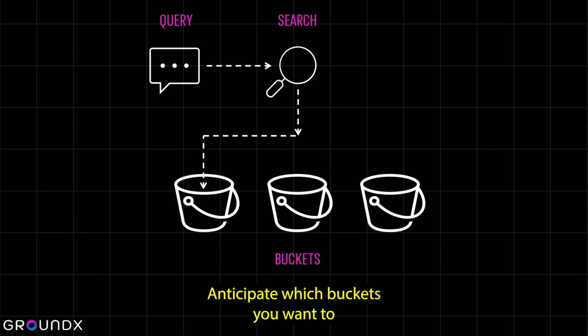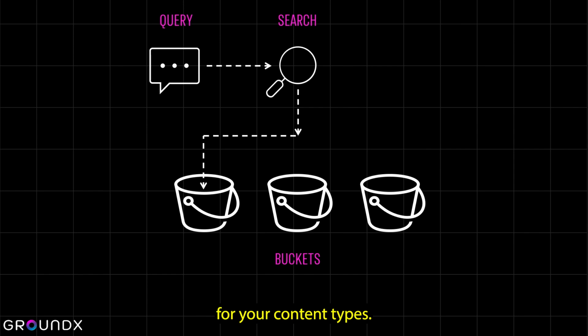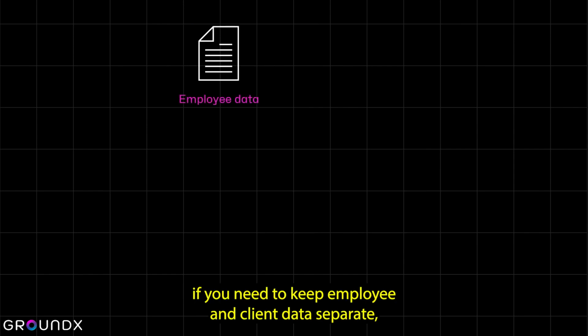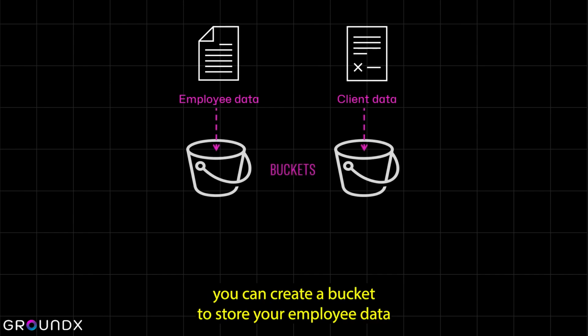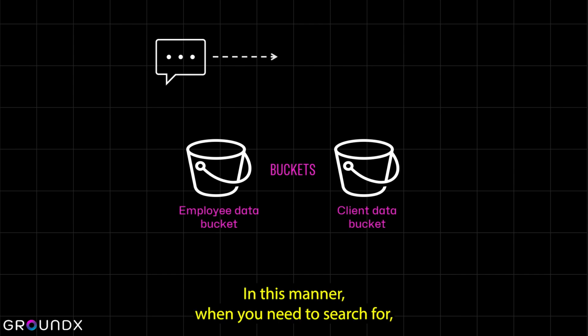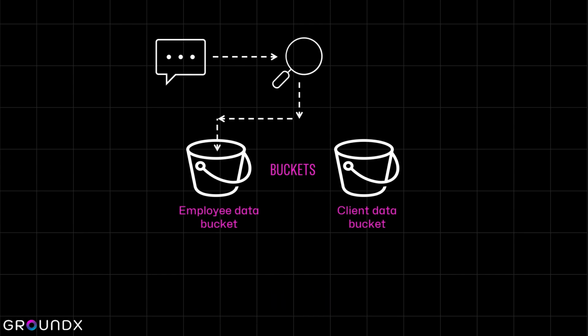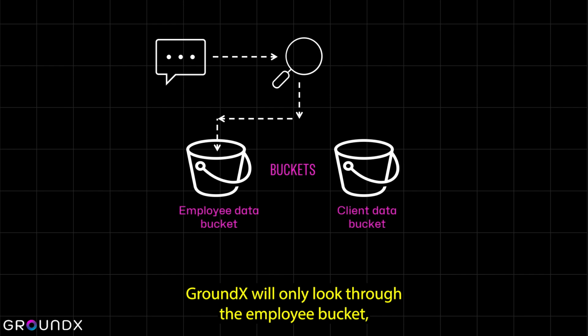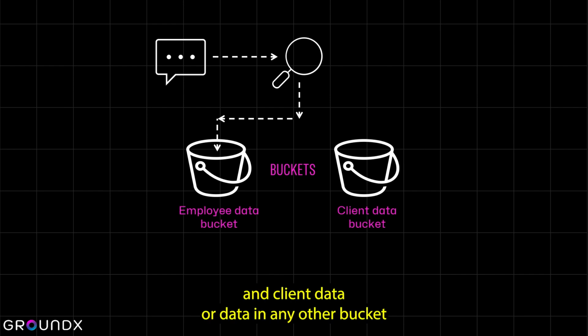Anticipate which buckets you want to upload your content into by previously creating designated buckets for your content types. For example, if you need to keep employee and client data separate, you can create a bucket to store your employee data and another for your client data. In this manner, when you need to search for, let's say, employee data, GroundX will only look through the employee bucket, and client data or data in any other bucket won't get mixed up in the search results.